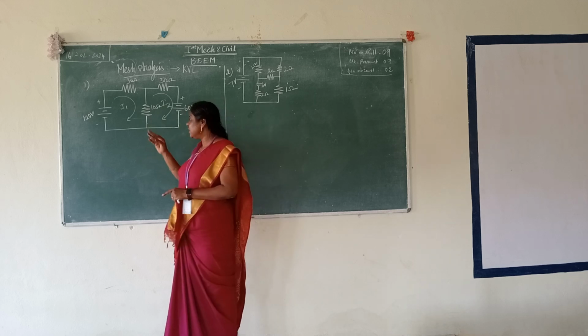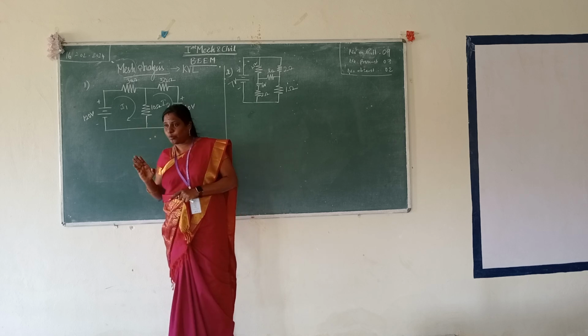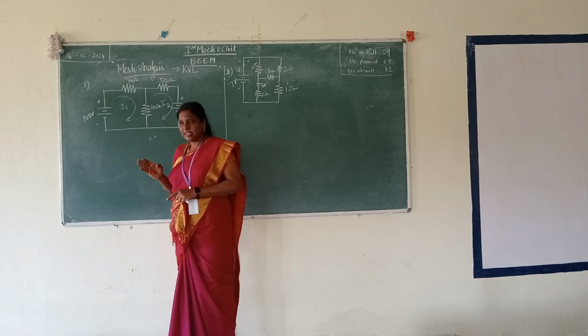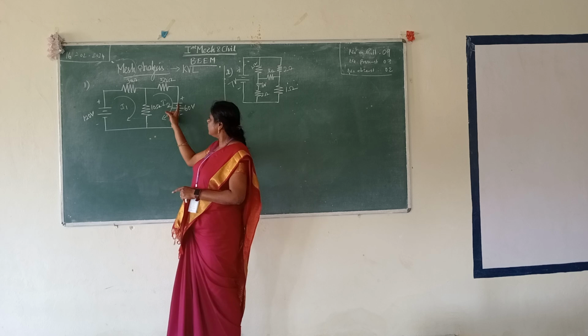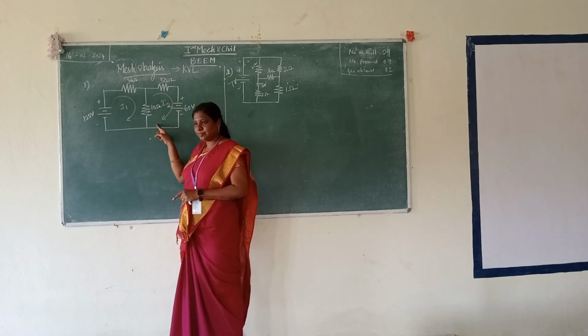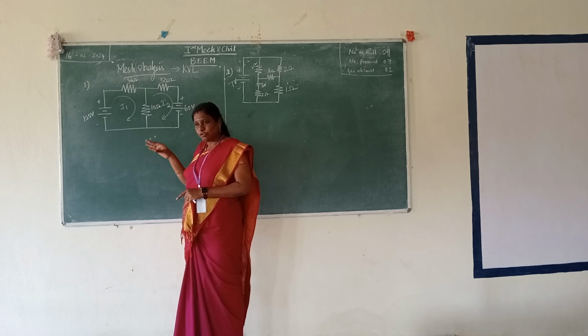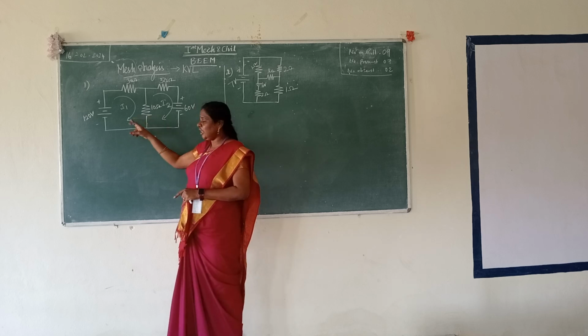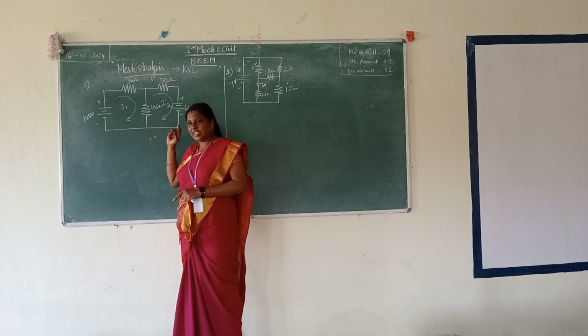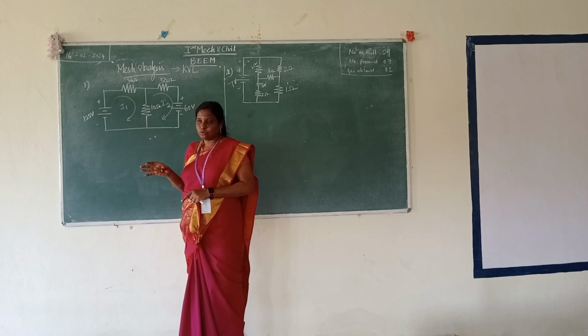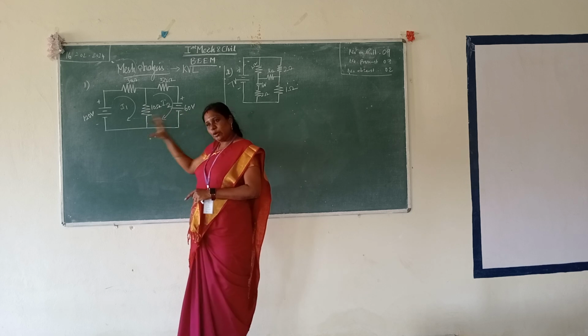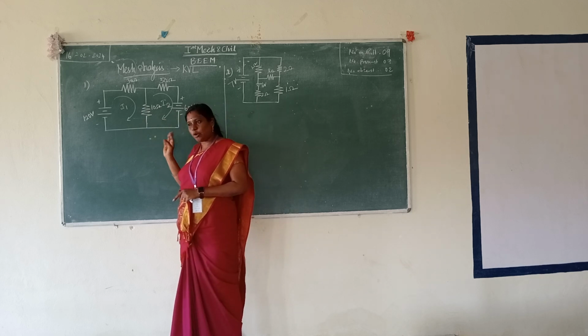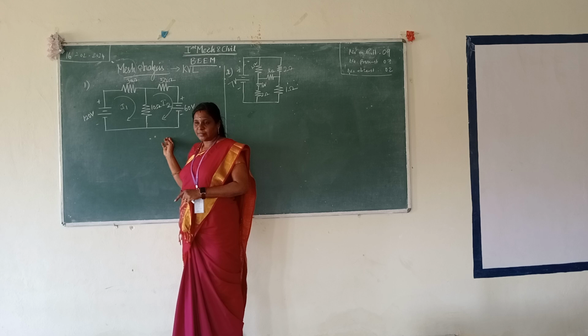The second point is that the current should be assigned only in the clockwise direction. In the branch current method, from the positive terminal we assign the current towards the inside of the circuit. Here that is not the case. For each mesh, you assign the currents only in the clockwise direction. That is point number 2.